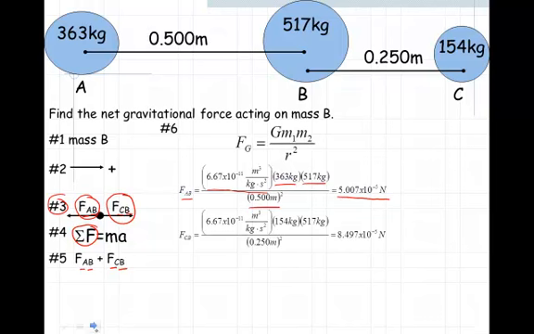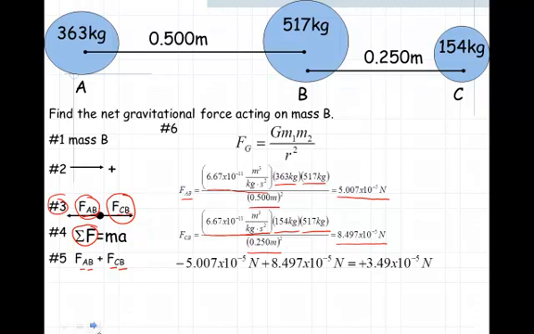Now, we also need to get the force that C applies to B. Again, because of the universal gravitational force equation, we plug in the universal gravitational constant. We plug in the mass of object C and the mass of object B, and we divide by the square of the distance between them. And in that case, we get 8.497 times 10 to the minus 5th newtons.